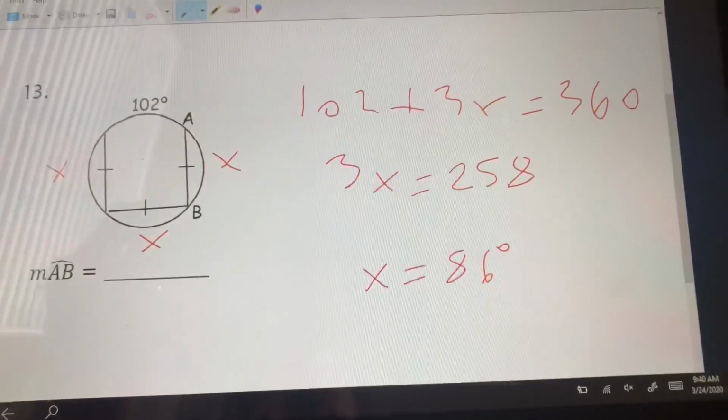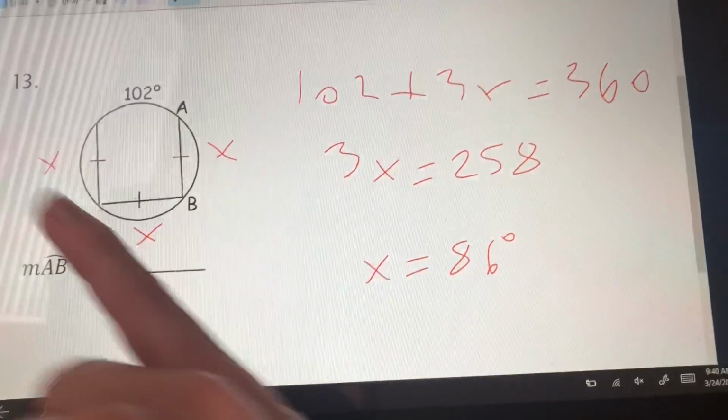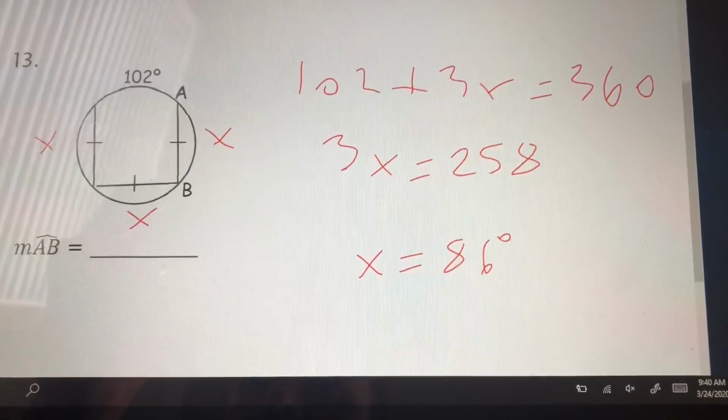That's why AB here, the one that's marked, ends up being 86 degrees, because all three of these are 86 degrees, and they're all the same.